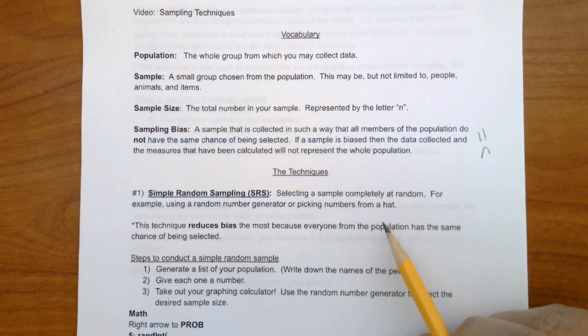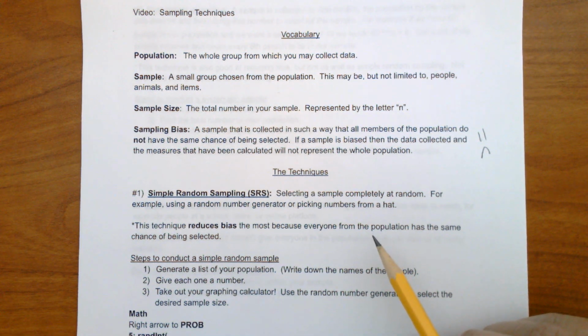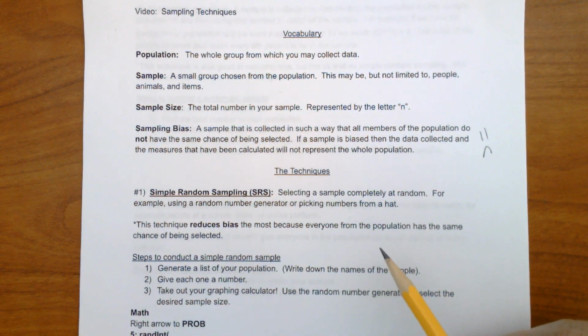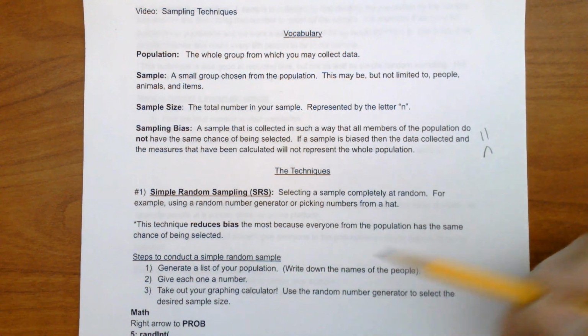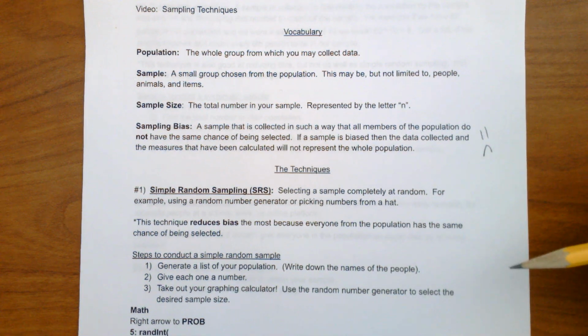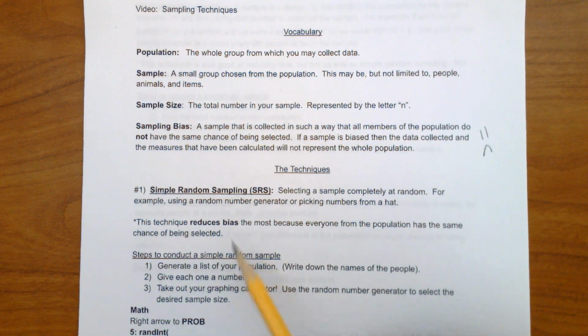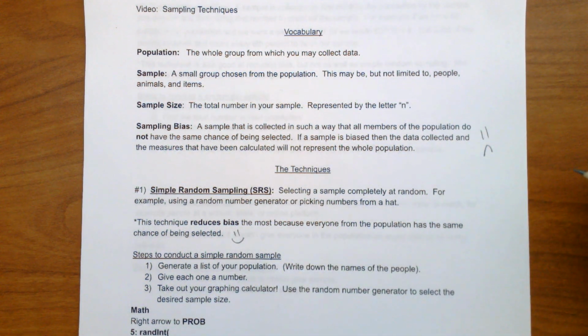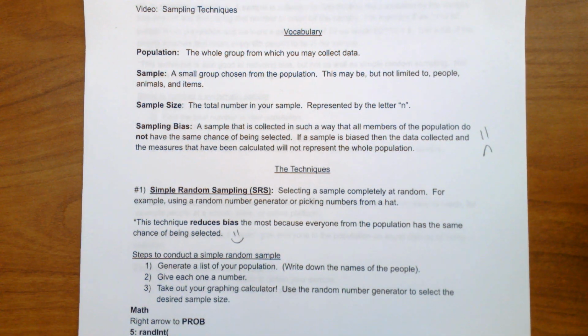So if you remember an example of ever writing your name down on a piece of paper and then a teacher coming around with a little bucket or a little hat and you would throw your piece of paper in there and then she would pick 3 people or 4 people from your class. She used simple random sampling. So the technique reduces bias, which is a good thing. It reduces bias the most because everyone from the population has the same chance of being selected.